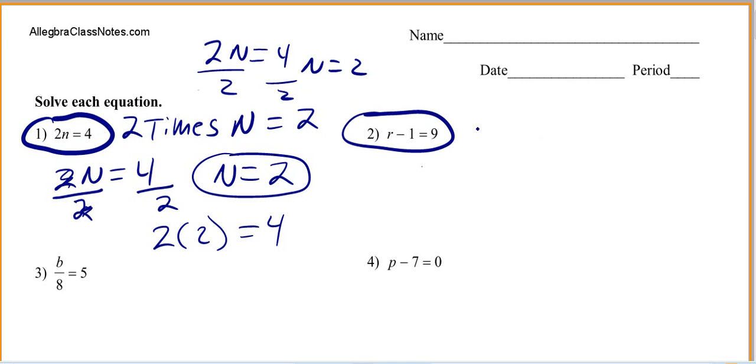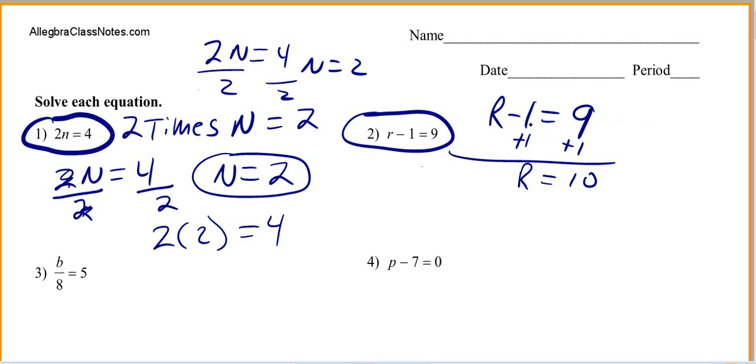Number 2 here, you've got r minus 1, so we've got some unknown number r. We're going to subtract 1 from it, and we're going to get 9. Well, just think about this for a second. What number, when you subtract 1 from it, gives you 9? Well, one way to approach this is just add 1 to both sides, right? So you've got r is equal to 10.